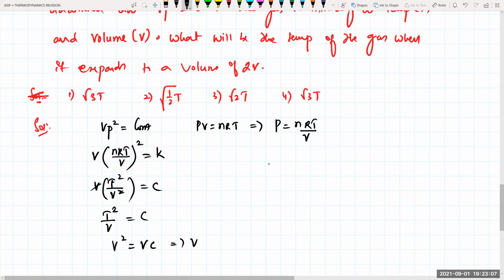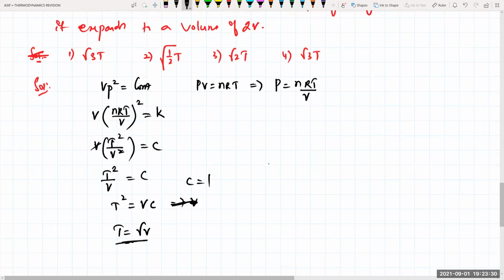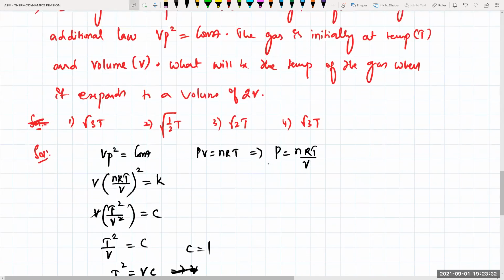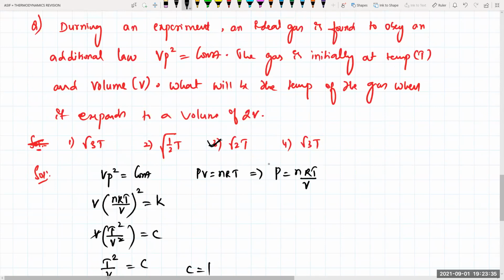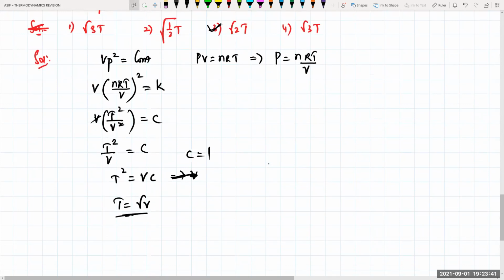So this one is T, this is T square. So I can write T is equal to some constant, I'm taking the constant value C as 1. So I can write from here, T is equal to root times V. Okay, so that means it will become root T. Is that clear? That means it is root 2 times T. T square is directly proportional to root of V. Clear, beta?